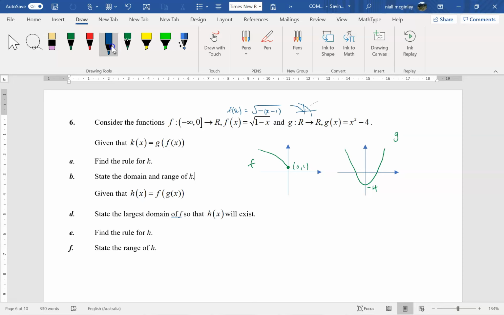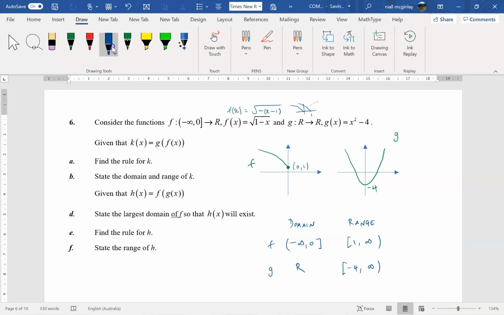So if we think about our domain and range, the domain of f is what's stated, -infinity to 0. The domain of g is all real numbers. It's also stated here. The range of f is now going to be, instead of 0 to infinity as it would be without the restriction, 1 to infinity. And then the range of g is going to be -4 to infinity.